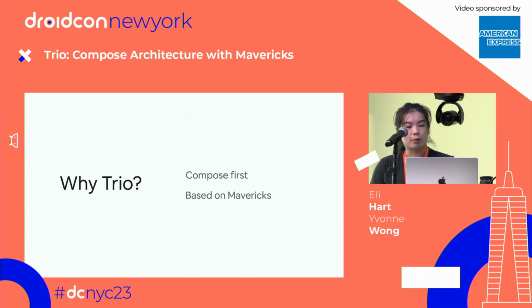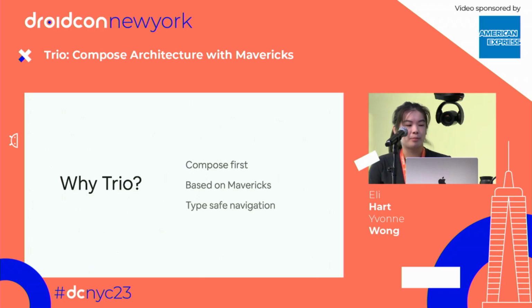With Trio, it was important to us to continue using Mavericks so that we wouldn't have to retrain engineers or rewrite existing view models. Most importantly, Mavericks fits very well with Compose and unidirectional data flow. With fragments, we struggled to guarantee type-safe communication between screens at runtime. We didn't feel our needs were fully met by the Jetpack navigation component, especially given our heavily modularized codebase and large app. We looked for a new architecture that could provide better type safety and modularization support.